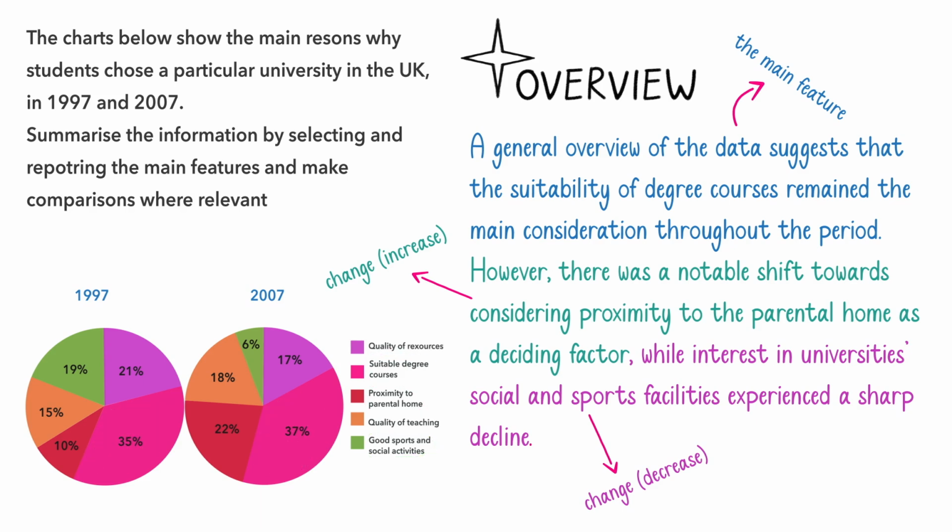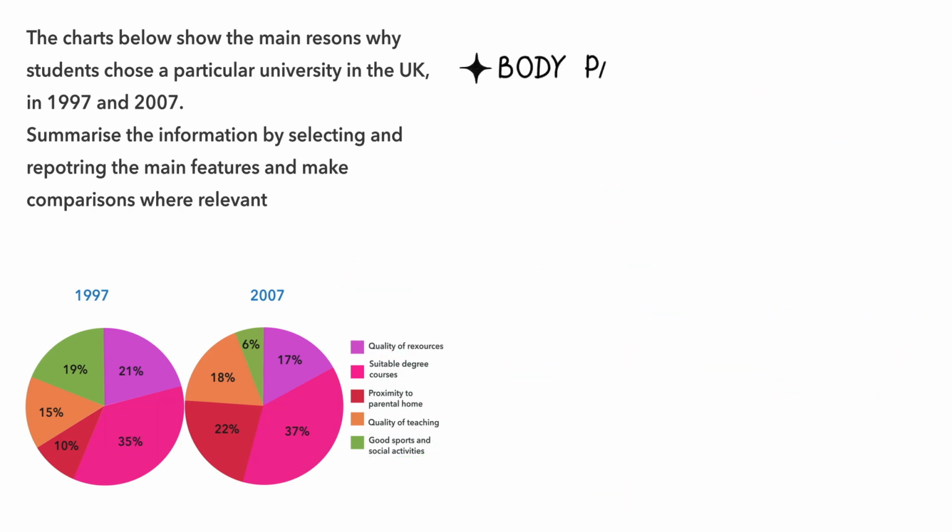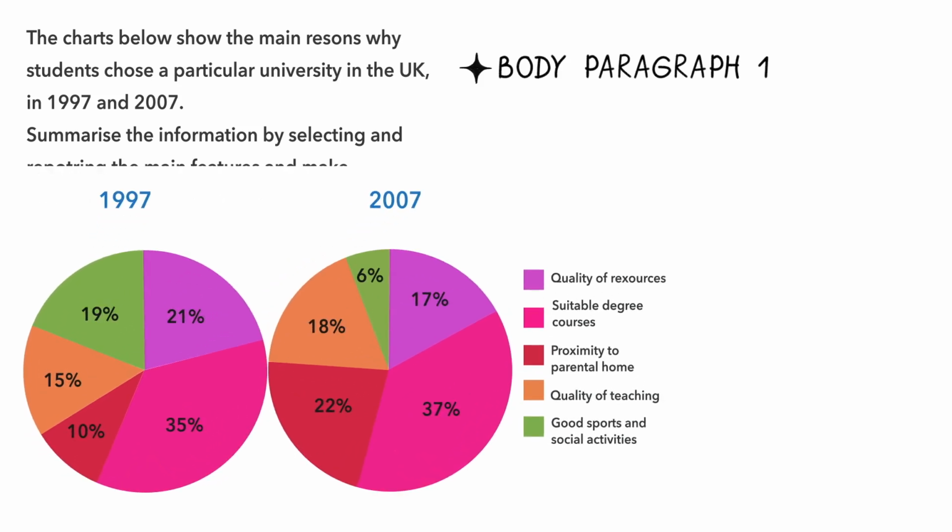Now, I should write our first body paragraph. As you know, in writing our planning, I said that we are going to talk about the biggest changes here. So what are the biggest changes? The biggest change is about proximity to parental home, which increased from 10 persons to 22 persons, and good sports and social activities declined from 19 persons to 6 persons. So these two data are going to be analyzed in our first body paragraph.